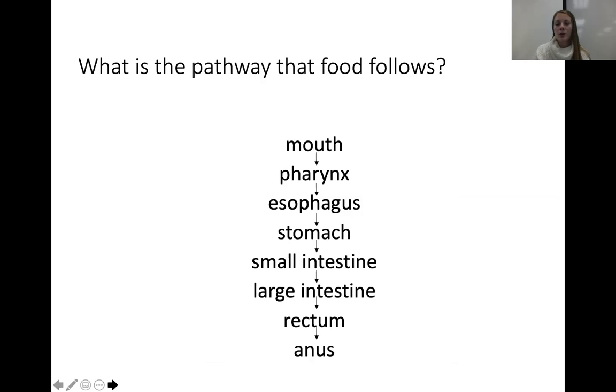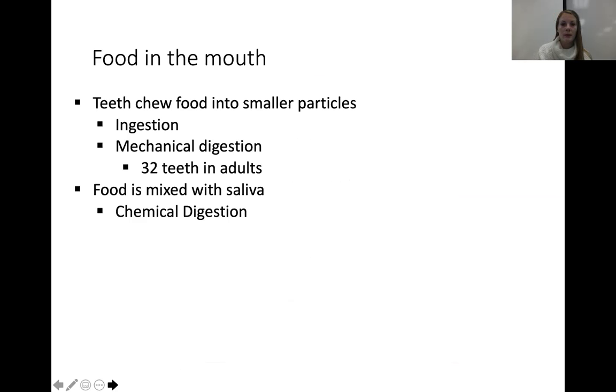Here's another flow chart of the pathway that the food follows. When we have food in our mouth, we use our teeth to chew the food into smaller particles. This is that mechanical digestion after ingestion. In humans, we have 32 teeth in our adult, normal human body, but obviously there are some exceptions to that.